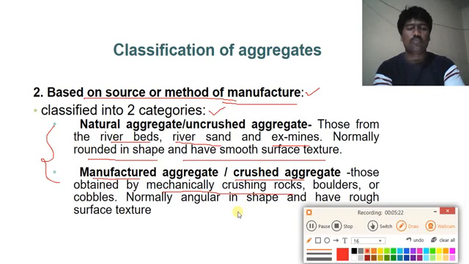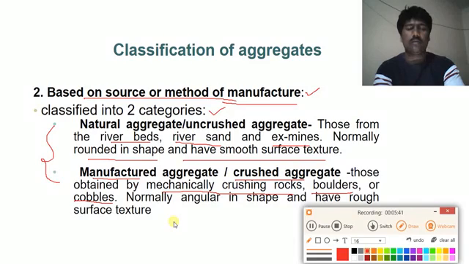So there is no need to crush only the aggregates. You can also crush the boulders or cobbles, which are very large in size. If you crush them, you will get aggregates of the required sizes, which are called manufactured aggregates.